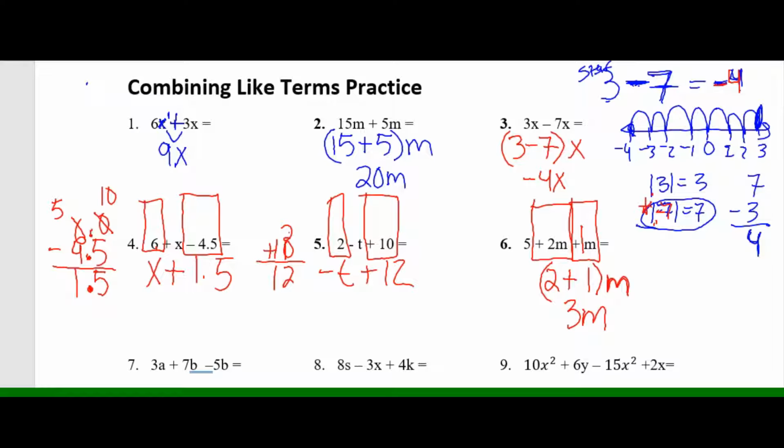Now, usually you write the constant last. So you'll put the variable terms first, the one with the highest exponent first, and then the ones with lower exponents, and then you put the constants last. That's just the way it works with algebra. So this is our final answer, 3 times m plus 5.